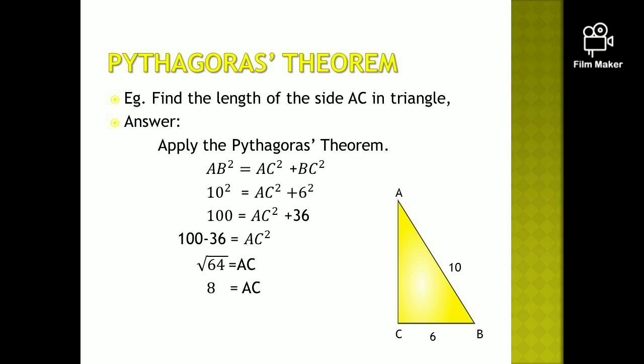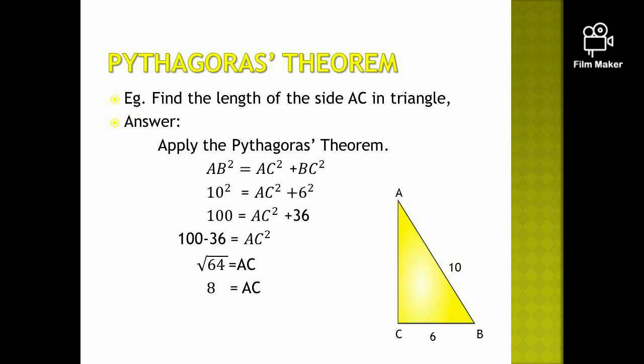Therefore, 10 squared is equal to AC squared, which is what we need to find, plus BC squared, that is 6 squared. 10 squared is 100, and AC squared plus 6 squared is 36. If you bring 36 to the other side, it turns into AC squared is equal to 64.